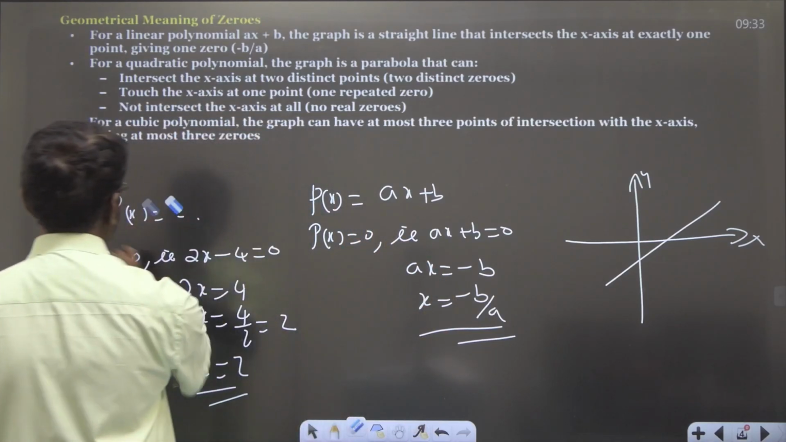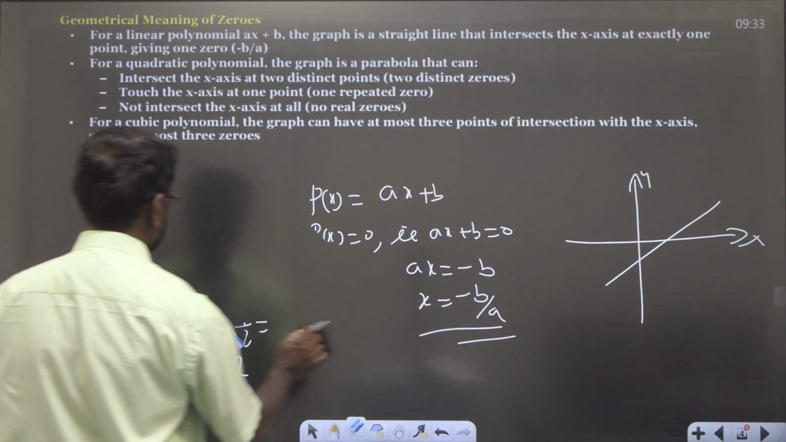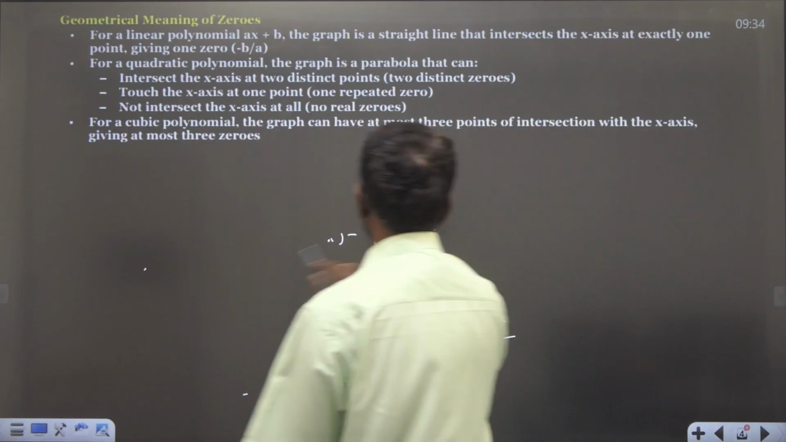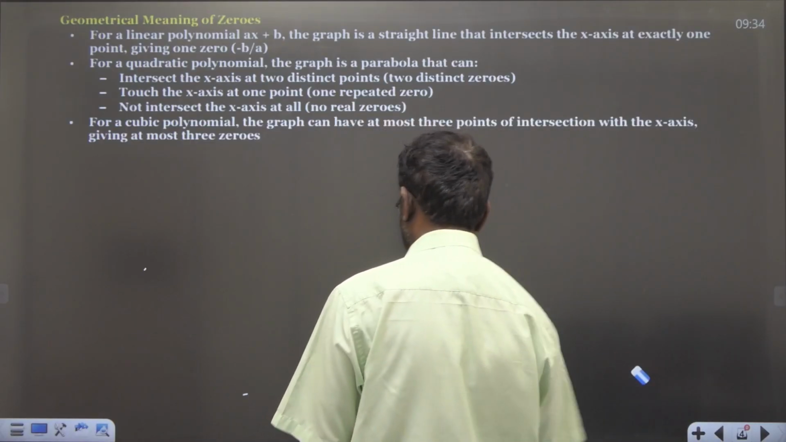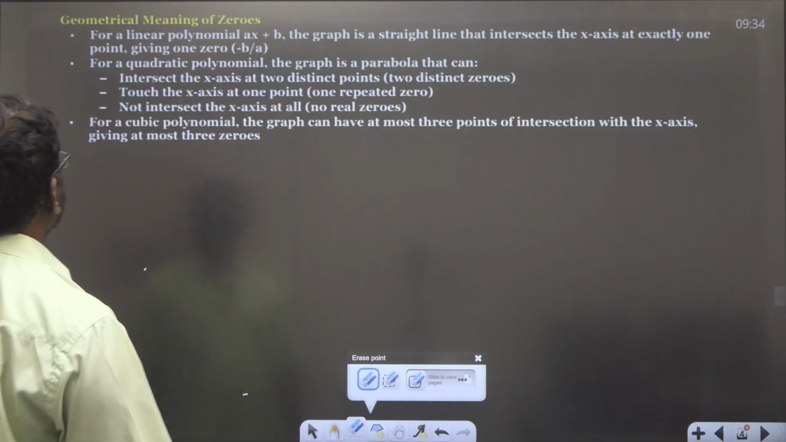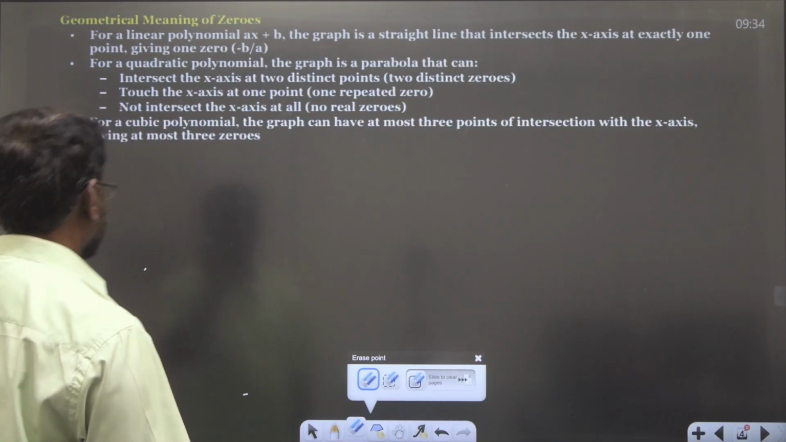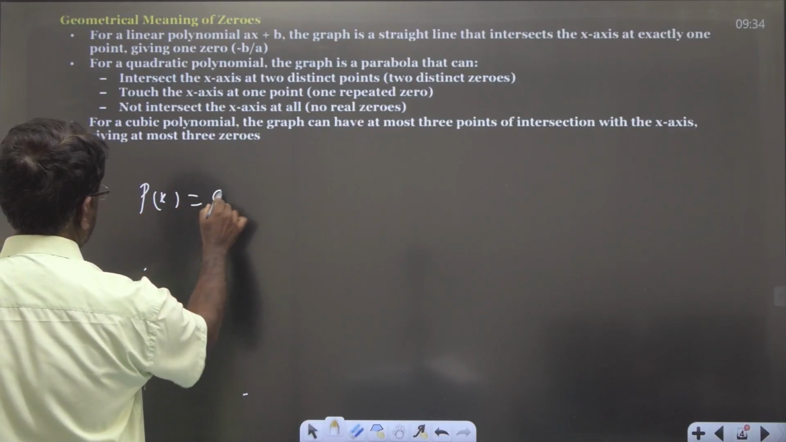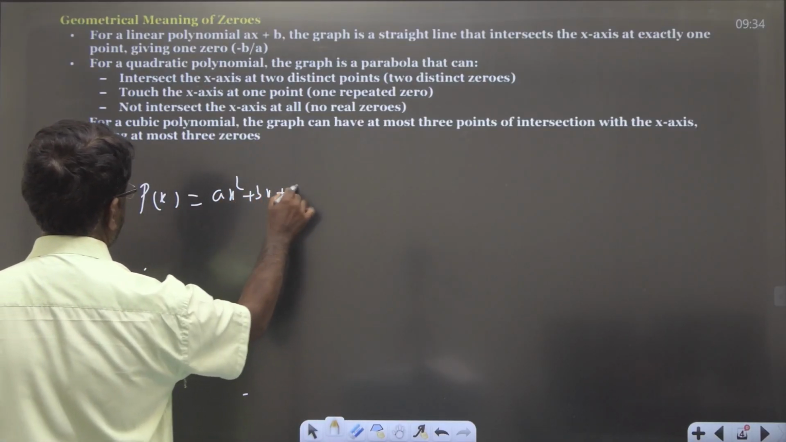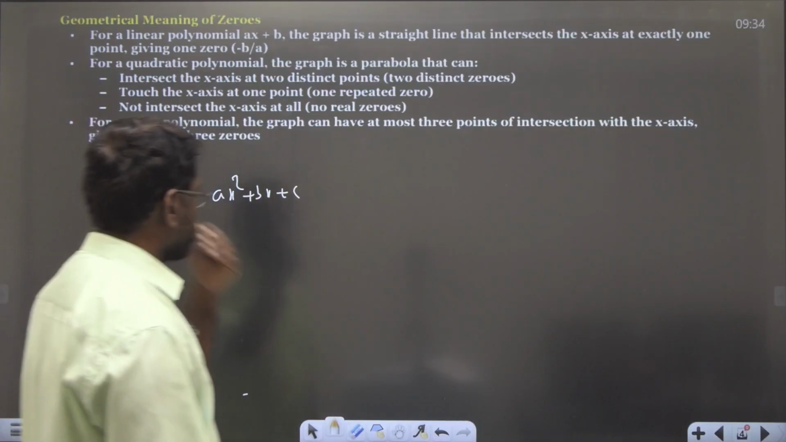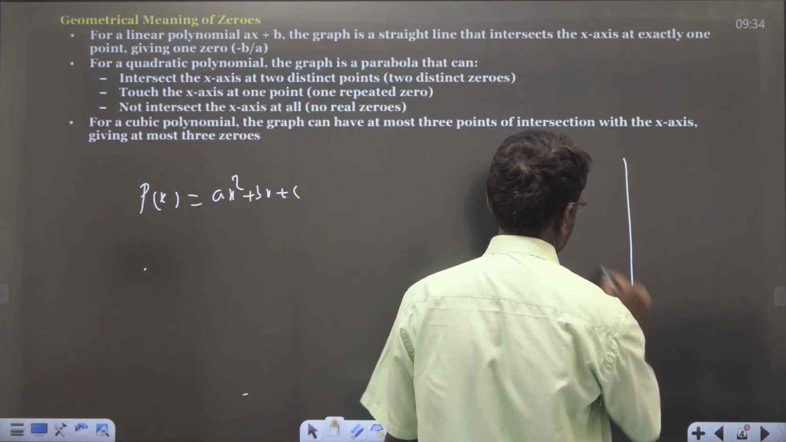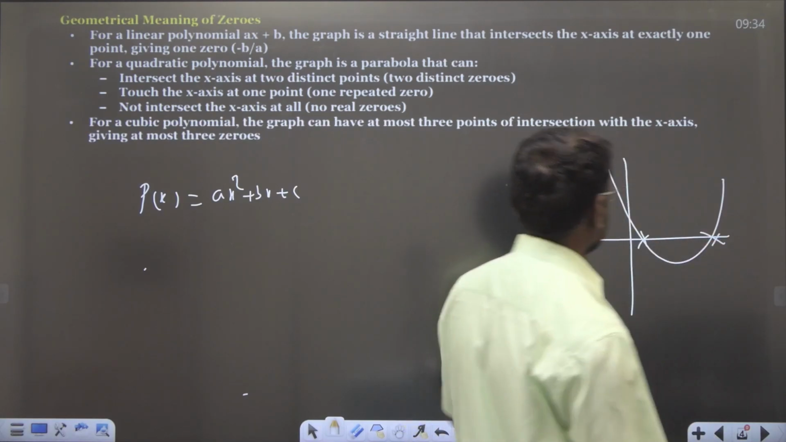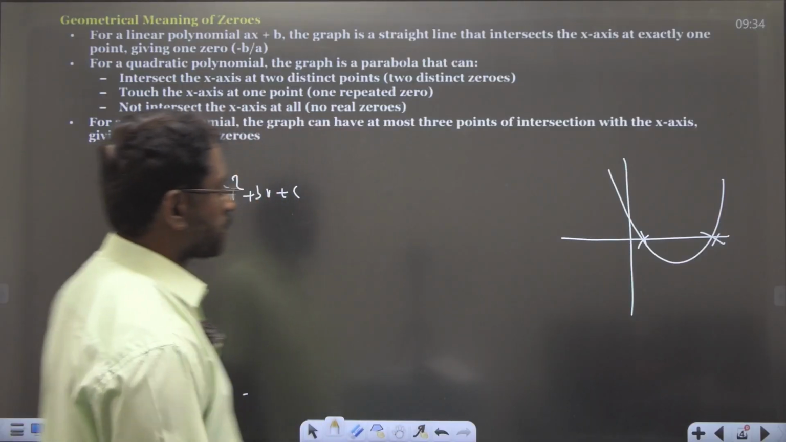And another concept. For a quadratic polynomial, that means p of x is equal to ax square plus bx plus c, the graph is always a parabola like this. The number of zeros is 2.